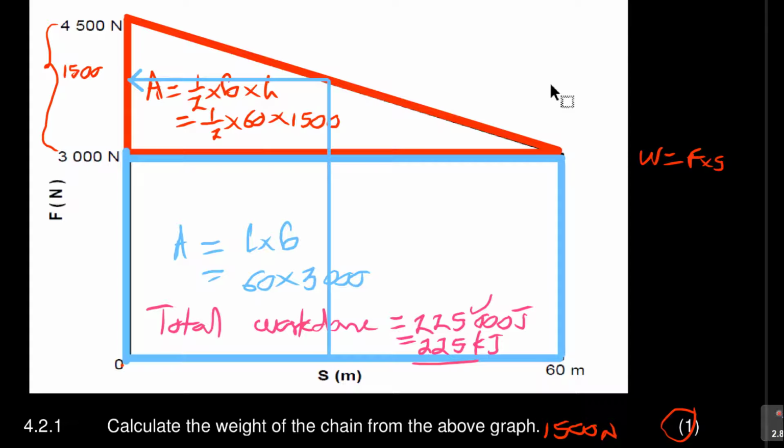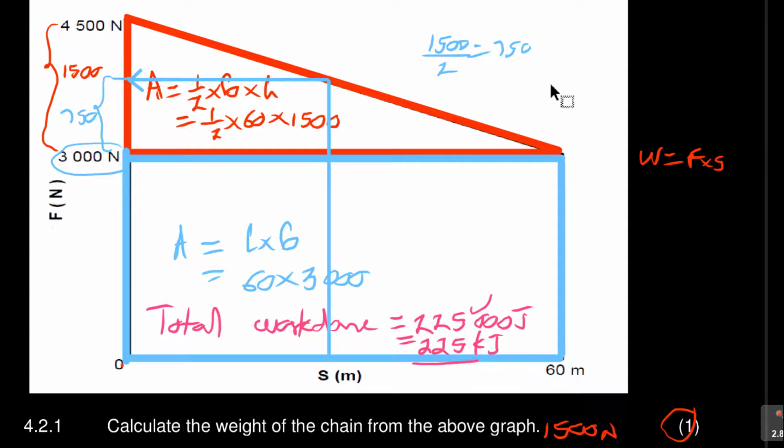And that distance will be 3,000 plus half, because this is half of 1,500. So if you say 1,500, you divide by 2, what are you going to get? You're going to get 750. So in a way, that distance there is 750.